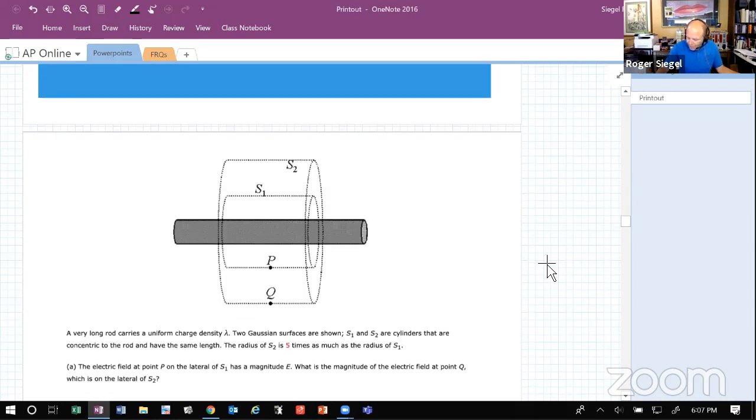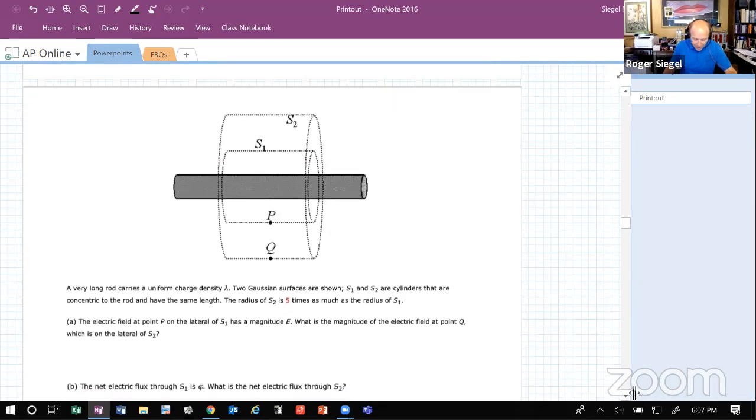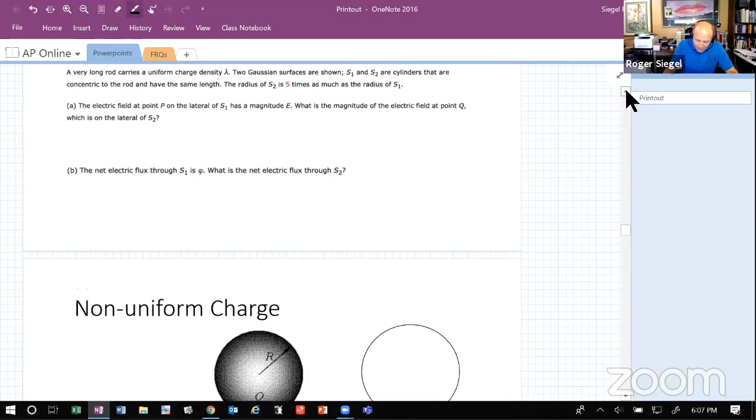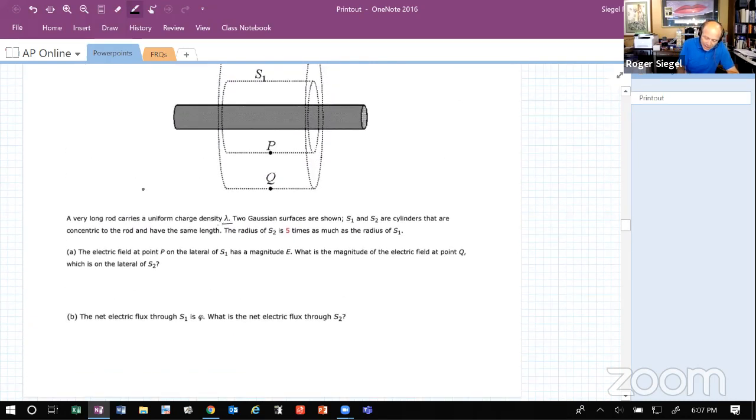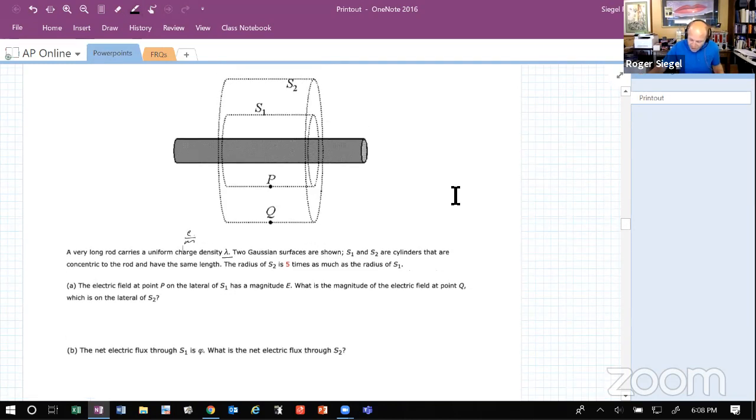And so what we want to look at now is a couple of problems. The first one has to do with a line of charge. It says a very long rod carries a uniform charge density lambda. We talked about that last week. And just to recall, lambda is a charge density. It's coulombs per meter. All right, so two Gaussian surfaces shown are S1 and S2. We can see up here are cylinders that are concentric to the rod and have the same length.